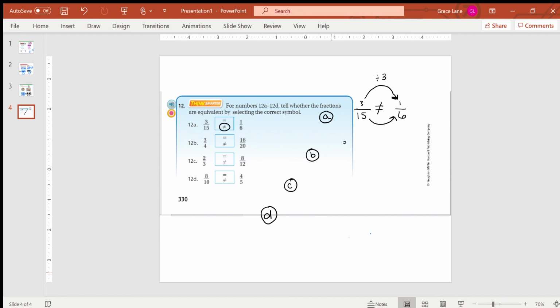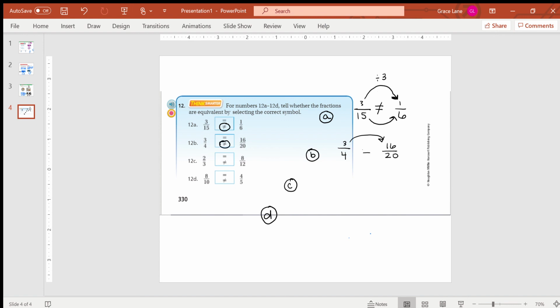Letter B, 3/4, 16/20. How did you get from 3 to 16? I know that 3 times 5 is 15. 3 times 6 is 18. So you really can't do 3 times something to get 16. So because of that, I know right away they're not equal.